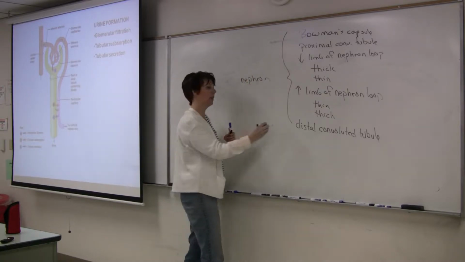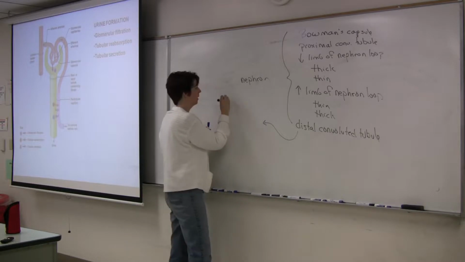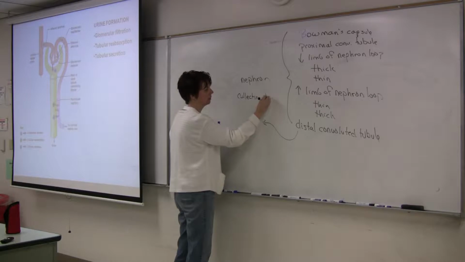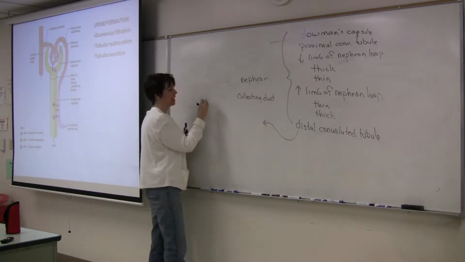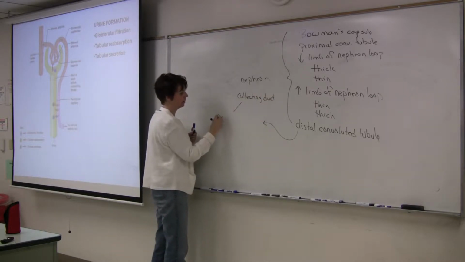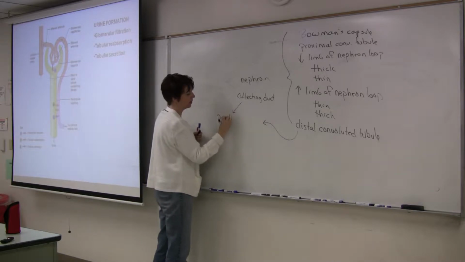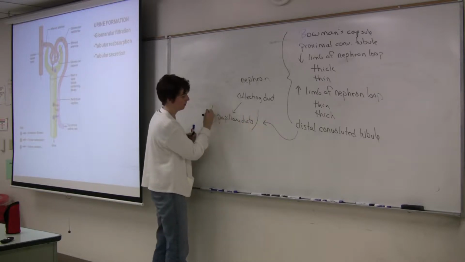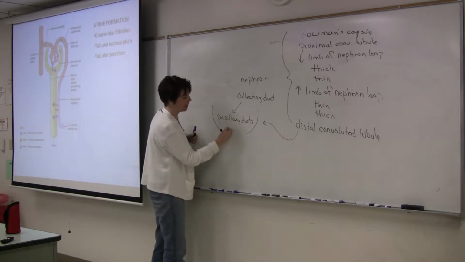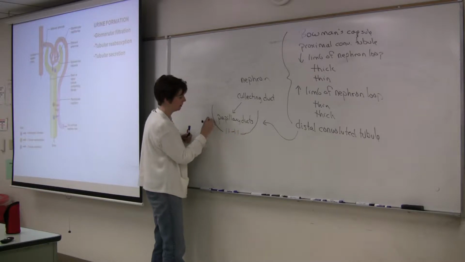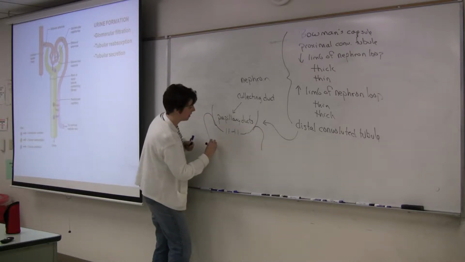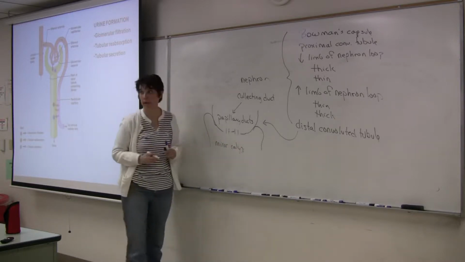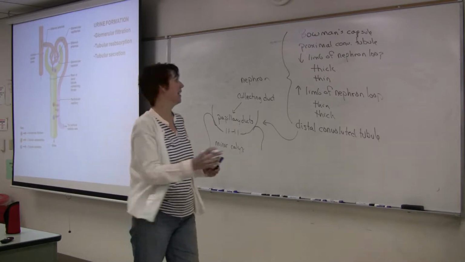And the distal tubule is going to empty into the collecting duct. And then multiple collecting ducts become papillary ducts. And at that point, they empty via the papillary ducts into the minor calyx. That was all that we talked about on Thursday, all right?